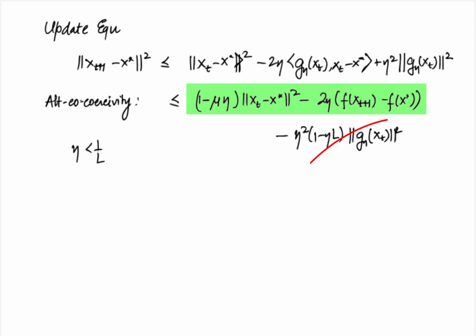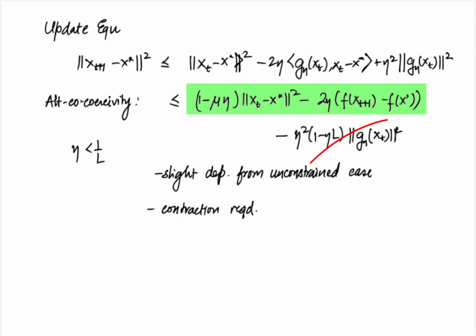Now there is a slight departure from the proof that we had for the unconstrained case because we are still left with the optimality gap term on the right, and therefore this is not really a contraction bound. So we need to eliminate the second term as well in order to establish the contraction bound.